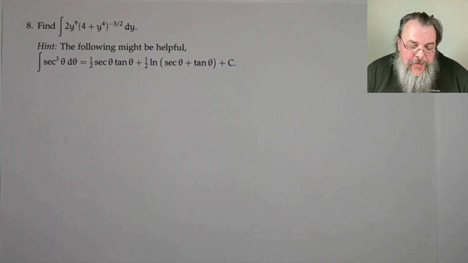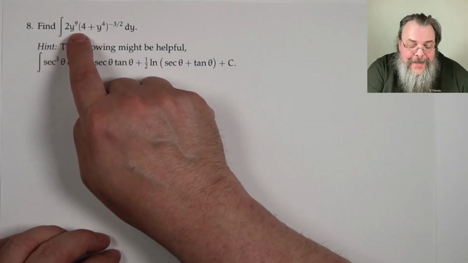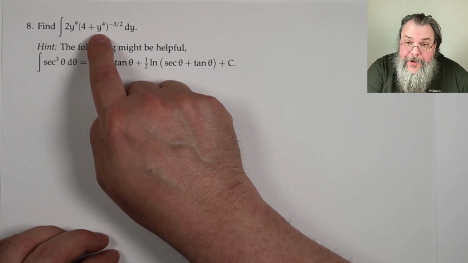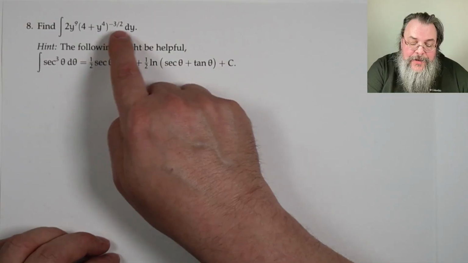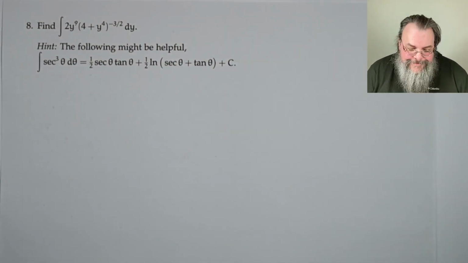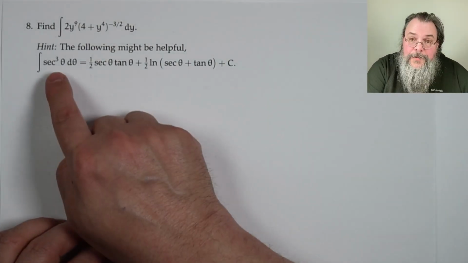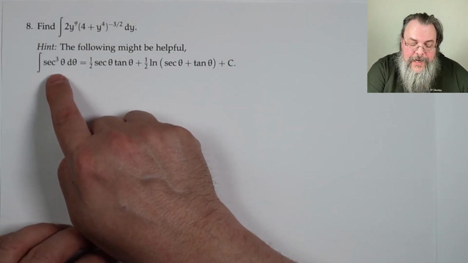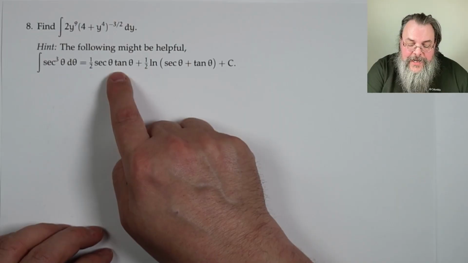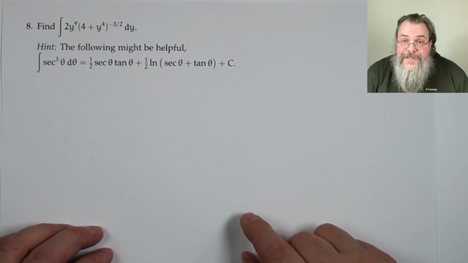Number 8. We're asked to find the integral of 2y to the power 9 times (4 plus y to the power 4) to the negative 3/2 power dy. And then we have this hint. The following might be helpful. We have the integral of secant cubed theta is 1/2 secant theta tangent theta plus 1/2 log of secant theta plus tangent theta plus c.